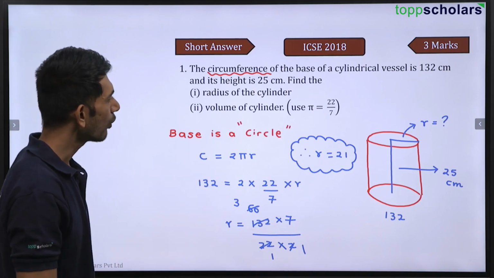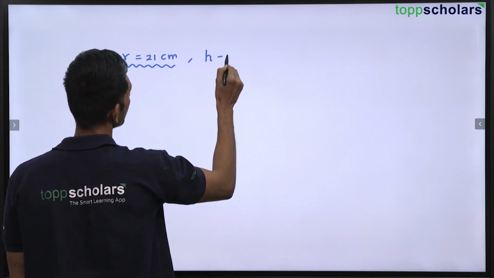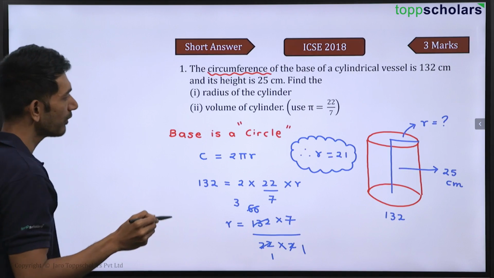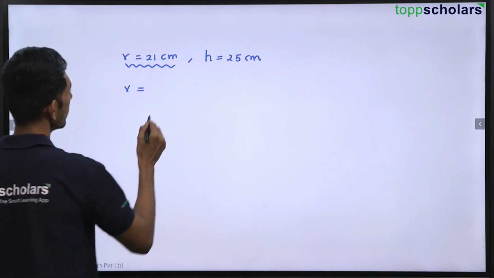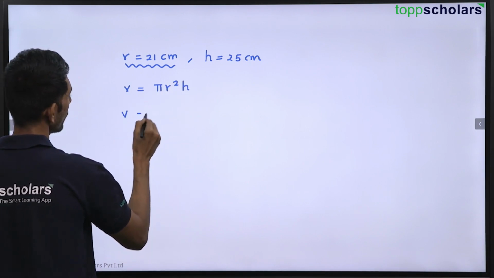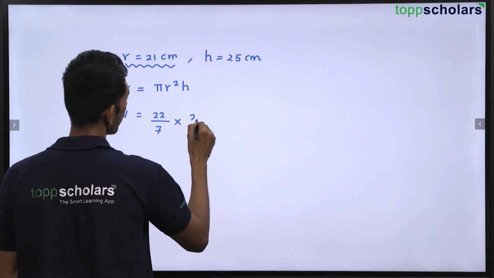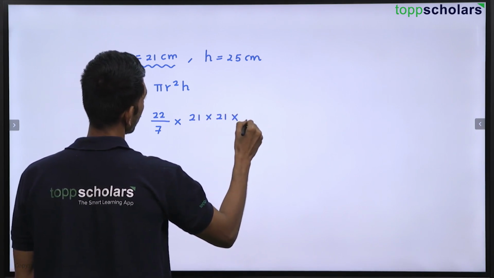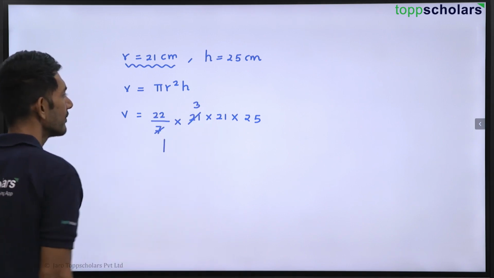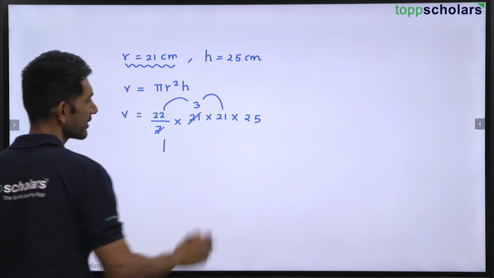Now we are supposed to find out the volume. r is 21 and what is the height? Height is 25 centimeter. How do we find out the volume of cylinder? The volume of cylinder is given by pi r square h. That is pi r square h. So volume will be equal to 22 by 7 into r square, that is 21 into 21 into 25. 7 ones are 7, 7 threes are 21. 22 into 3 is 66, then 66 into 21.